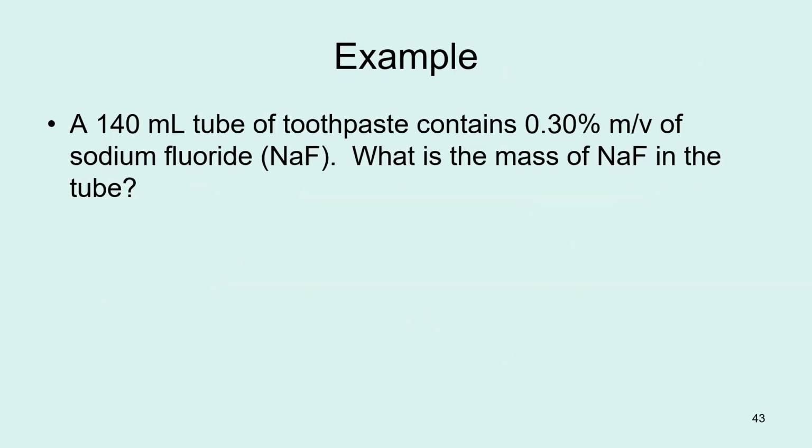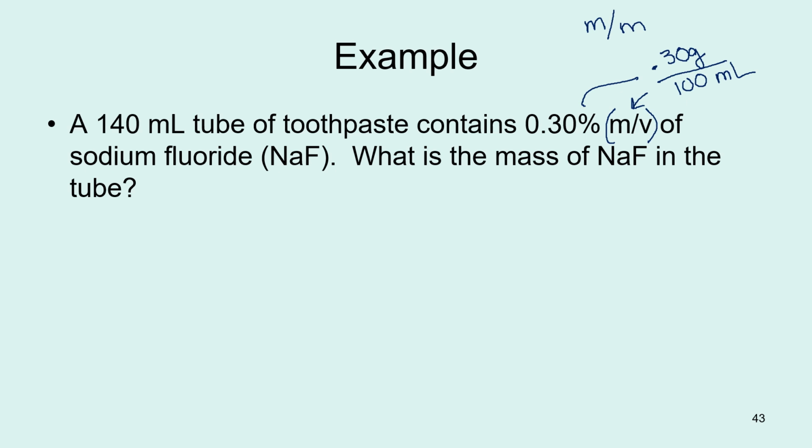So let's just do a quick example with this one. We're not going to get really complicated, but I want you to remember what the different things mean. In this case, a 140 mL tube of toothpaste contains 0.30%. Again, mass per volume, make sure you look for that. If it was mass per mass, then we'd see that. So what does that mean? That means there's 0.30 grams for every 100 milliliters. It's just different units depending on the problem.